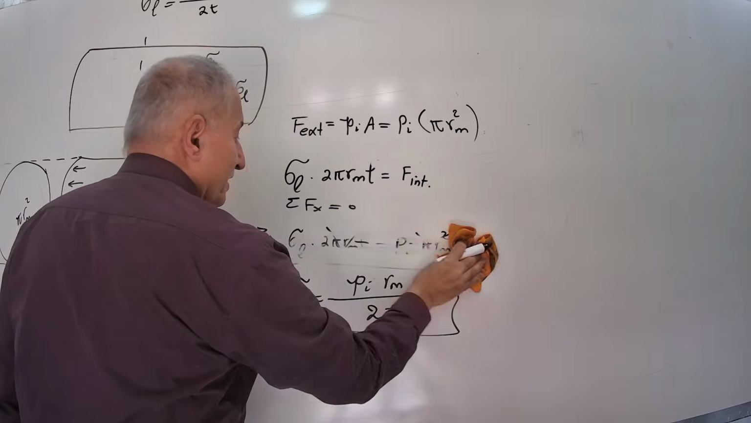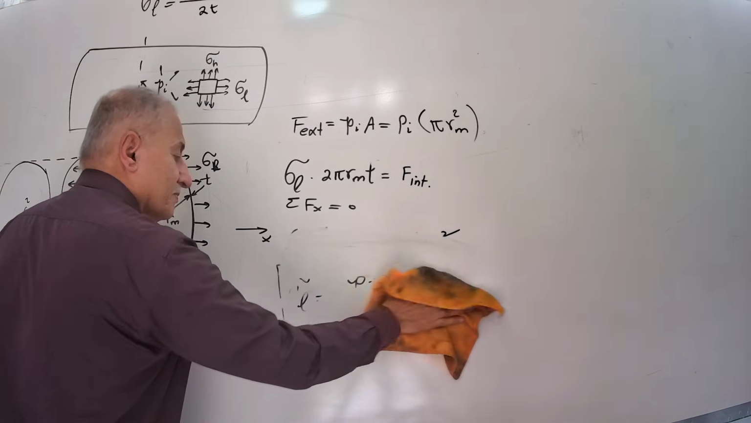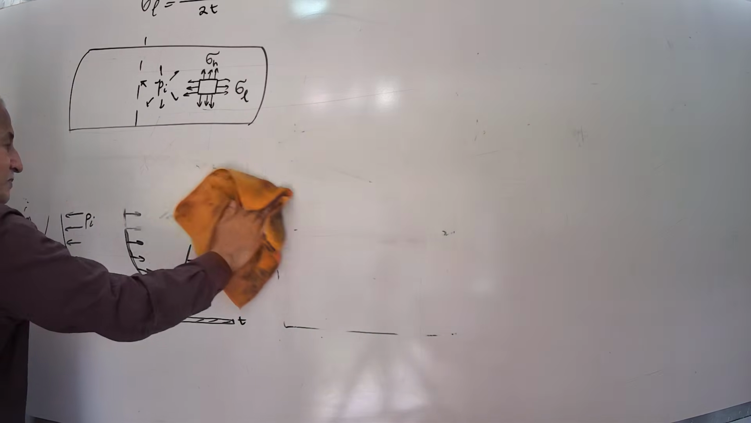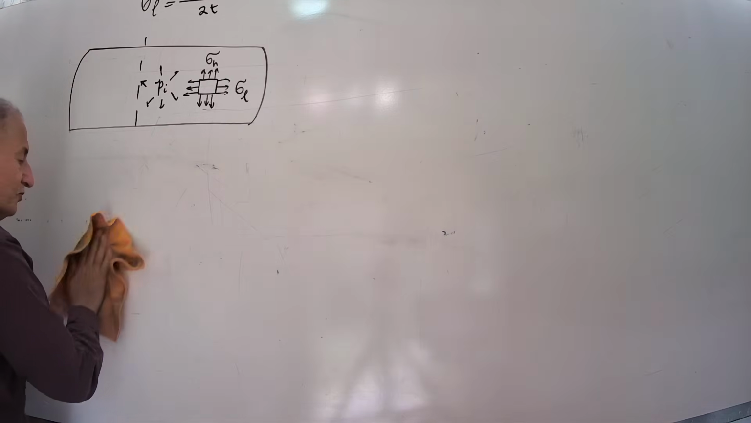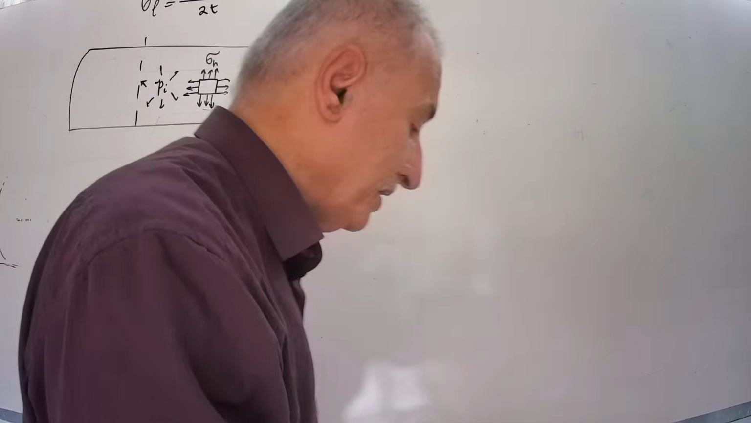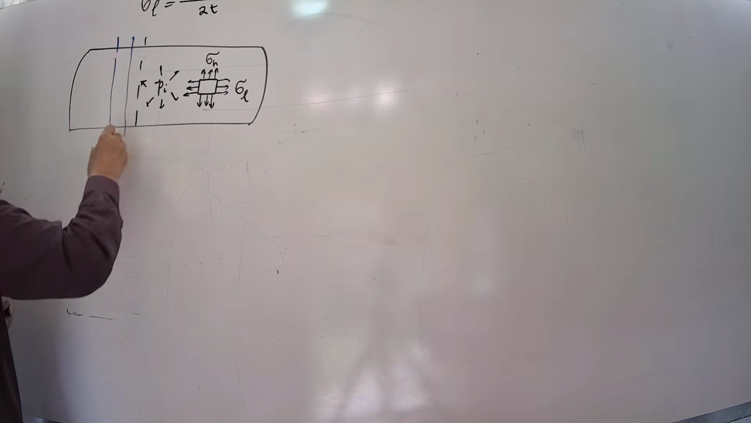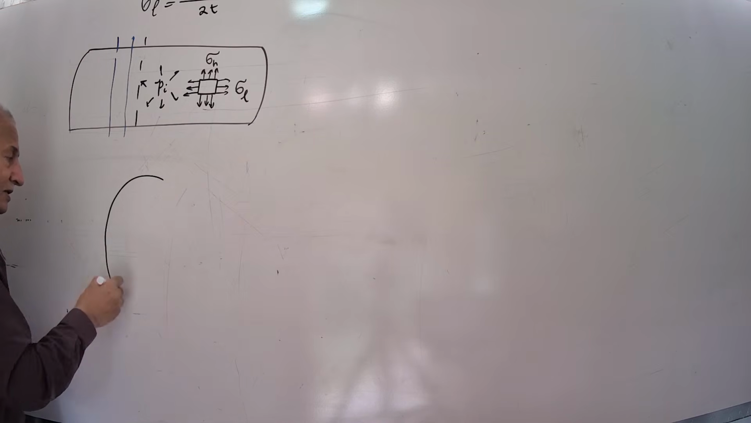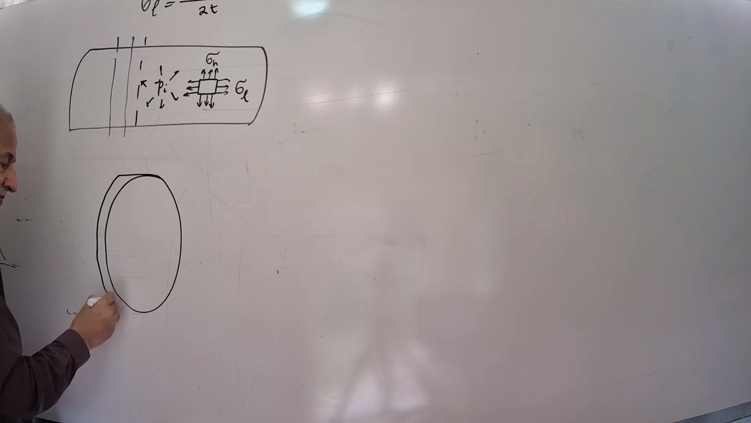Okay, we do not need this anymore. Let's consider hoop stress. For hoop stress, just cut an imaginary ring from the shell. If I cut a ring from this shell and show it, the ring is three-dimensional, like that.